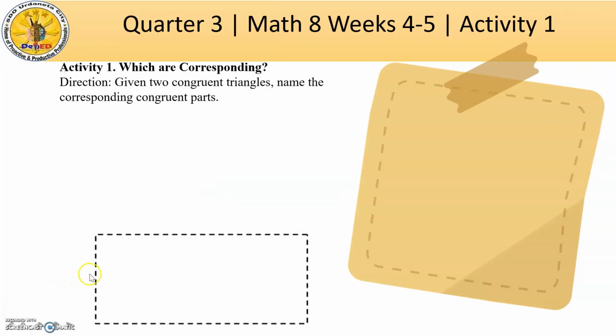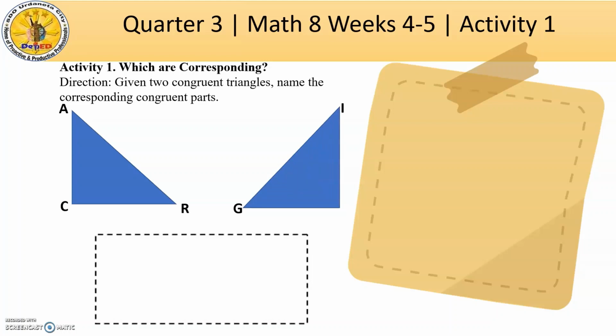Now, let's have some examples. As you go through your activity sheets, you will be acquainted with problems similar to these. The first activity is entitled, Which are corresponding? Given the 2 triangles, we have to name the corresponding congruent parts.